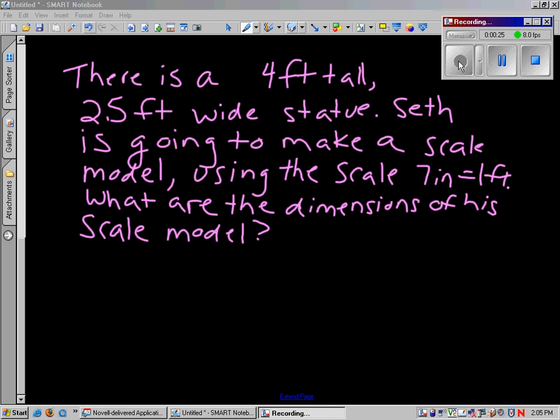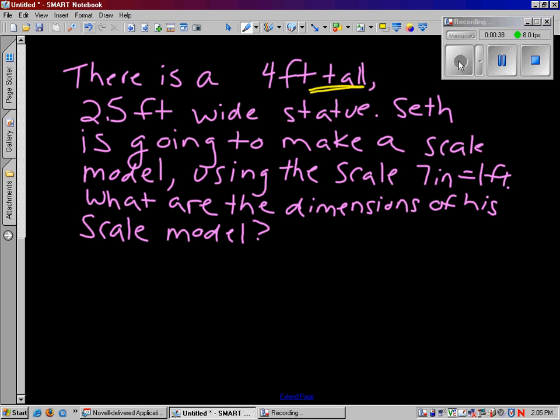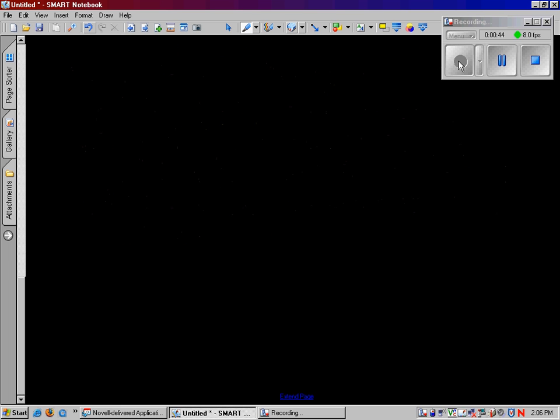Well, they've given us 4 numbers, so how in the world are we going to set up a proportion to solve for something when they've given us 4 numbers? The answer is this. It's actually 2 problems. We have to deal with the height and then the width separately, as if they're 2 different problems. We're going to do it like this.